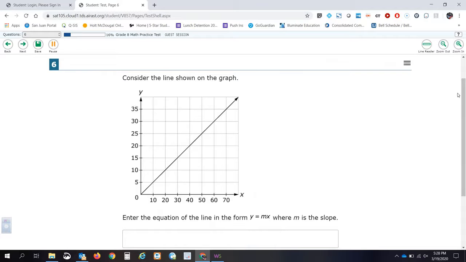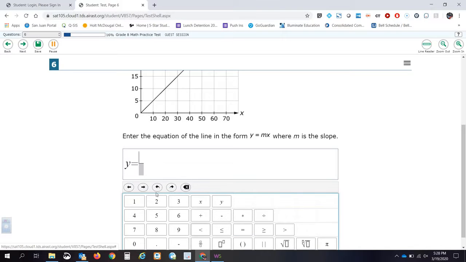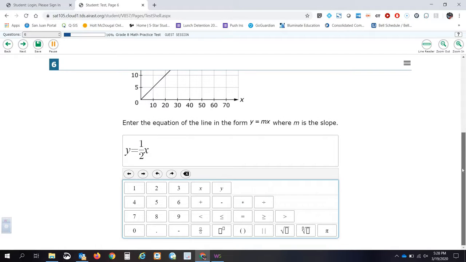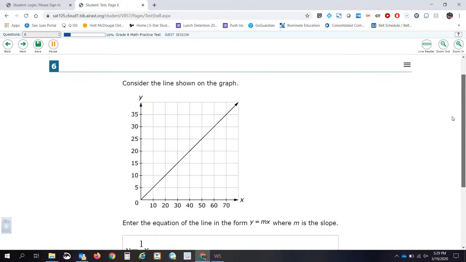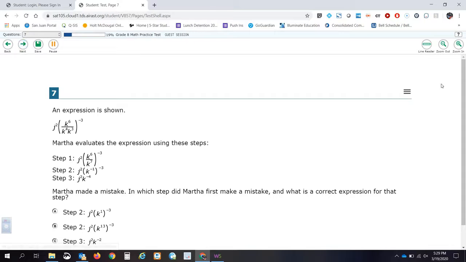So we're going to go down here and we're going to go ahead and use our keyboard and type in y and then equals. Now I need to do 1/2. So if I look here, there's the fraction right there. And on top, I'm going to put a 1, and on the bottom, I'm going to put a 2. And then I'm going to go ahead and use my keyboard again and type in x. So y equals 1/2 x. The y value for every point on that line is half of the x value. All right, let's go ahead and go to the next question.